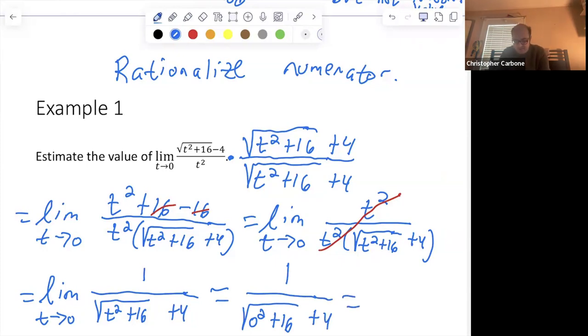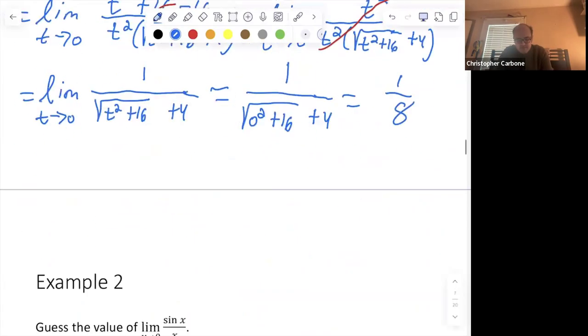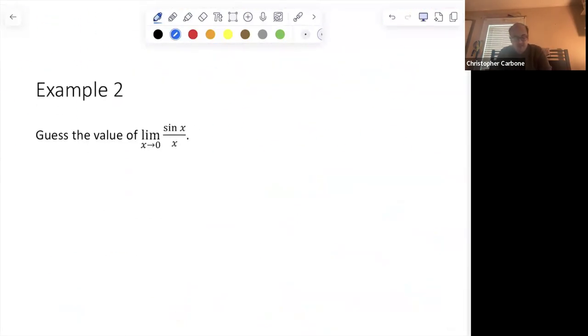So that'll be 1 over 4 plus 4. So 1/8 would be the value of this limit, algebraically. Likewise for this one, guessing the value of the limit as x approaches 0 of the sine of x divided by x. So this, if we try to pop in 0, gives us 0 divided by 0, that fancy sounding indeterminate form. So to actually go through this, I am going to hop out of that.